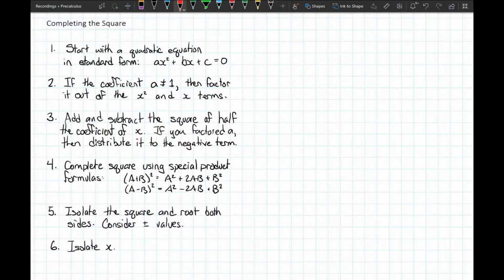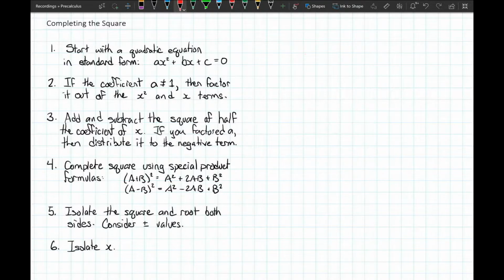And when we take a look at quadratic functions later on, and maybe we're trying to look at graphing a bit more, completing the square is going to be useful for that too. So let's take a look at the steps. There's sort of 6 steps here that we might want to take a look at. And step 1 is to make sure that you've got a quadratic equation already in a standard form.